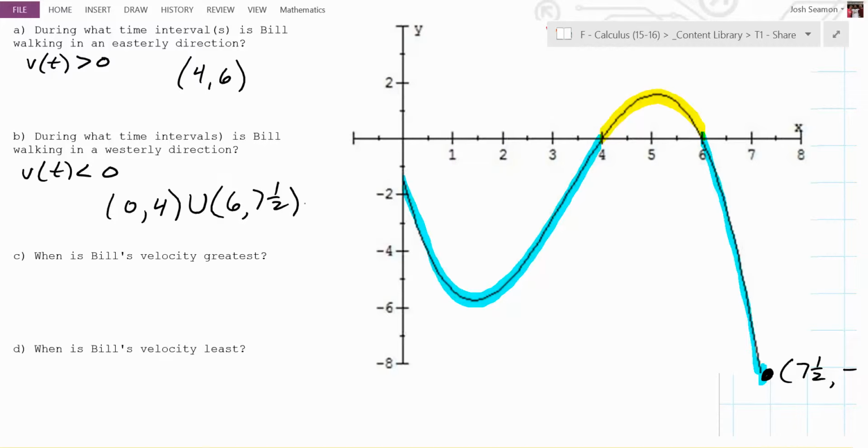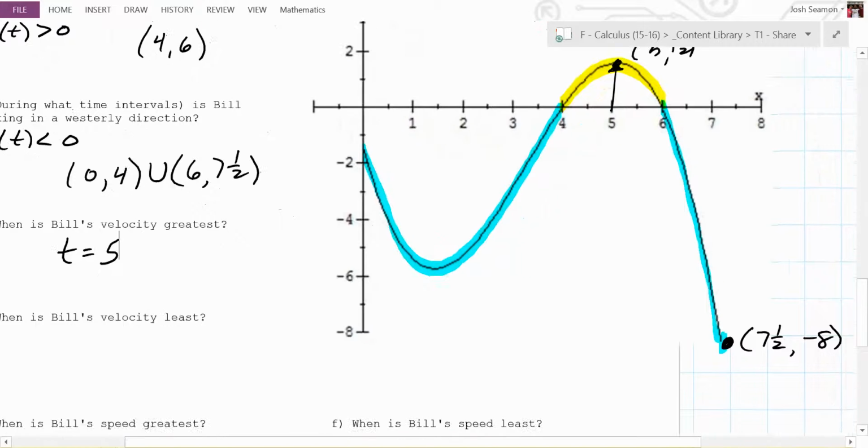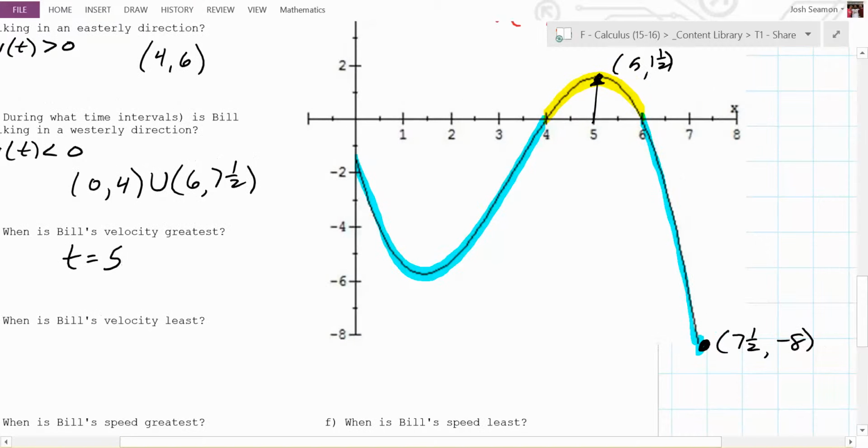Oh. This is the velocity graph. So when is it highest? 5.2. Or let's just go to 5. Yeah. Let's call that point right there 5 comma 1.5. So that's going to be time equal what? 5. When is Bill's velocity least? Can someone tell me when Bill's velocity is least?